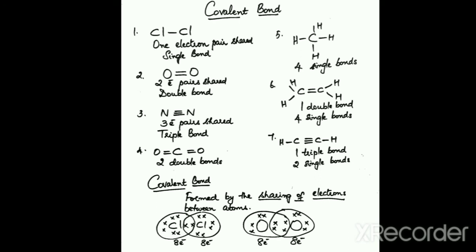So how is a covalent bond formed? It is formed by the sharing of electrons between atoms. If one pair of electrons is shared between 2 atoms, a single covalent bond is formed. If 2 pairs of electrons are shared, a double bond will be formed, and if 3 pairs of electrons are shared between atoms, a triple covalent bond will be formed. And as a result of bond formation, or as a result of sharing of electrons, each atom acquires 8 electrons around it.